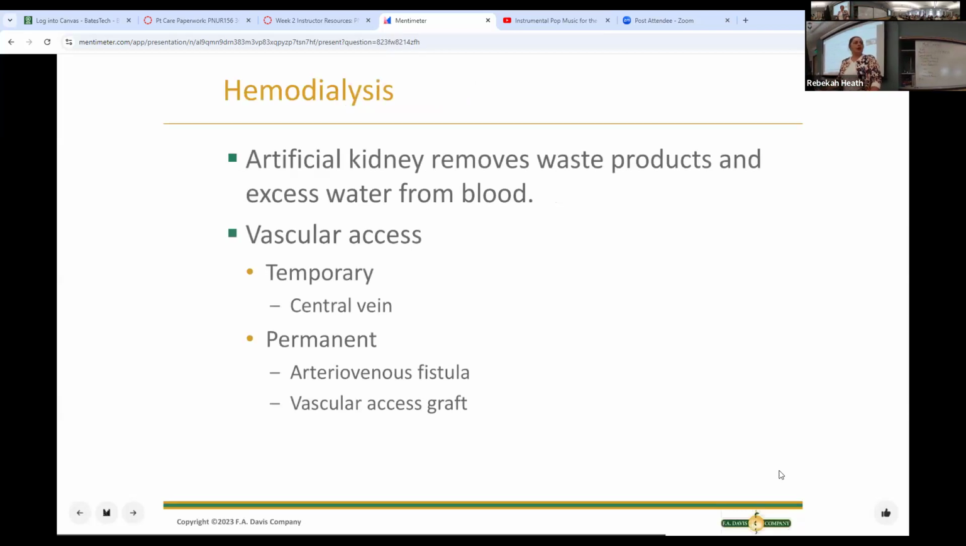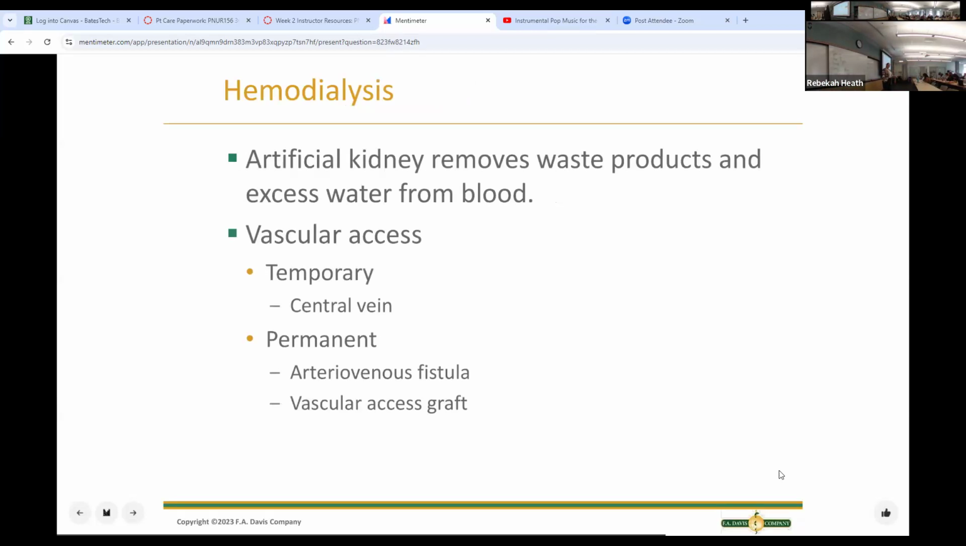So hemodialysis. Now, once they start on hemodialysis, you don't stop. You have to continue that the rest of your life. It's what they call an artificial kidney, but it's essentially a big machine that works like the kidney does to remove the extra waste, the toxins. There's a couple of ways you can do it. You have to have a vascular access, right? Because it filters the blood.